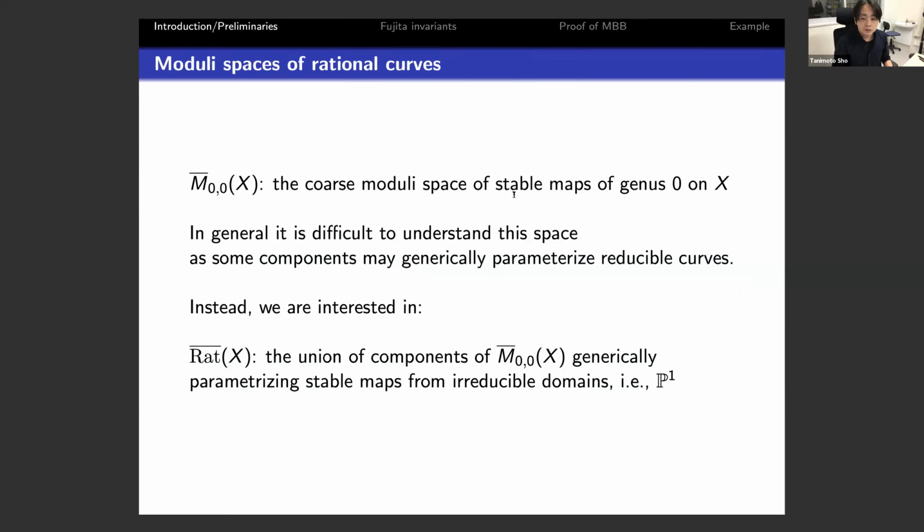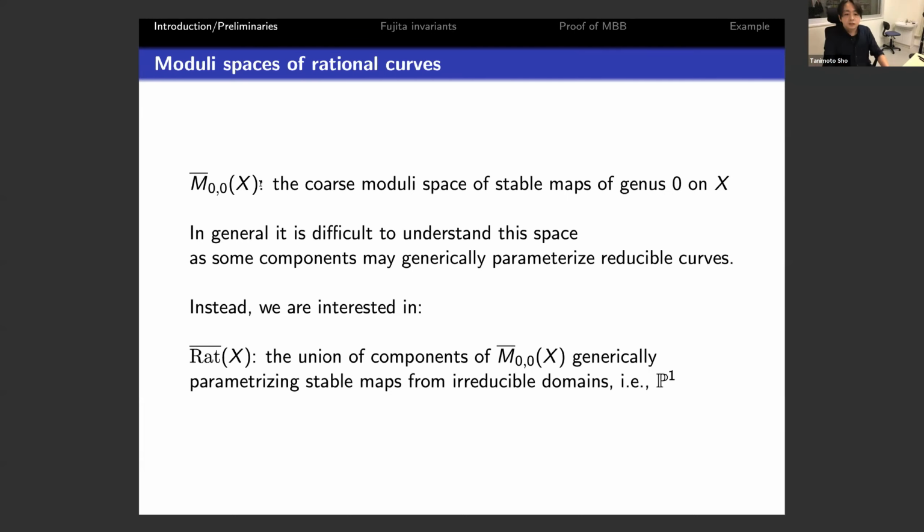If you don't know about stable maps of genus 0, you can think of this as a tree of rational curves. It's a union of copies of P1, but there's no loop, since it's a genus 0 curve. Then we have a map from this tree of rational curves to X. A nice thing about this space is that each component is a projective scheme, and this gives a compactification of the moduli space of rational curves on X.